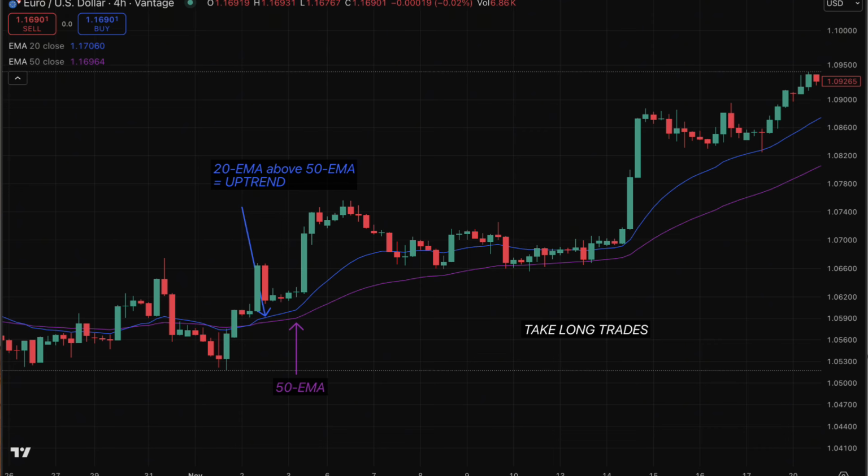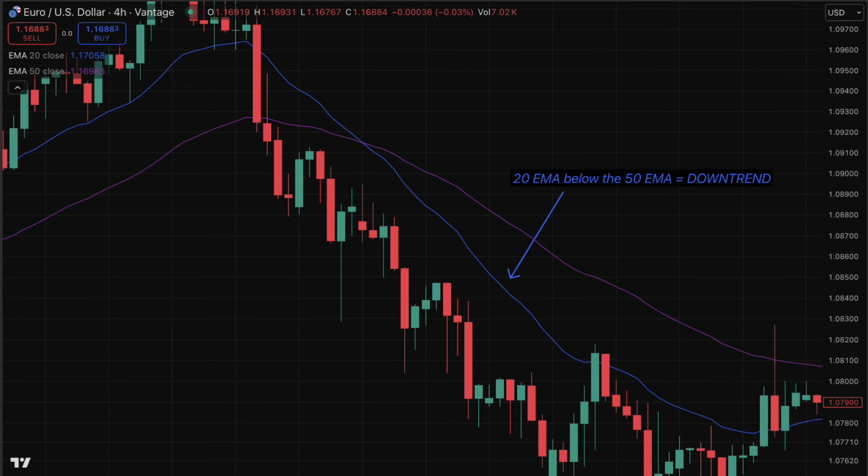So when the 20 period sits above the 50 and both averages slope upward, you will maintain a long bias, or you would buy in a long direction. And when the 20 sits below the 50 and they both slope downward, you'll maintain a short bias. And aligning your trades with the dominant direction means that you'll reduce avoidable whipsaws.